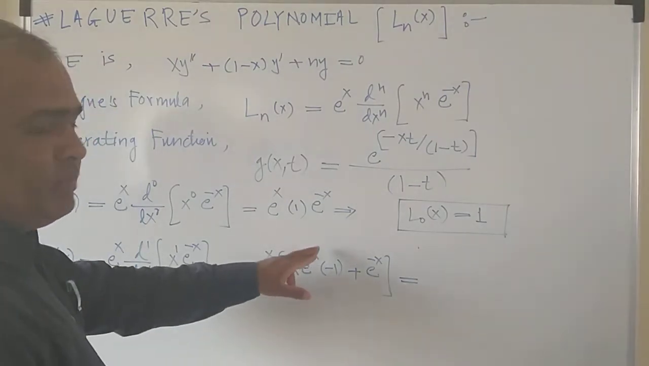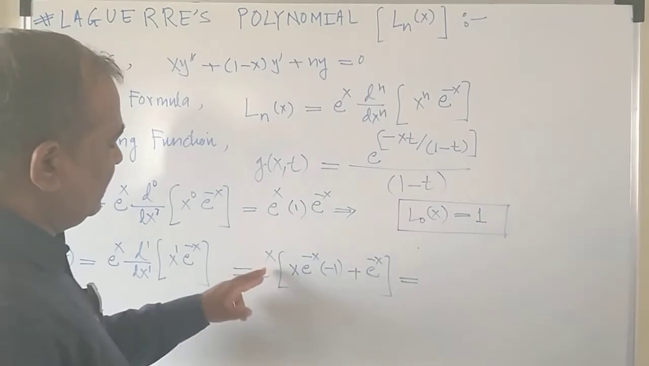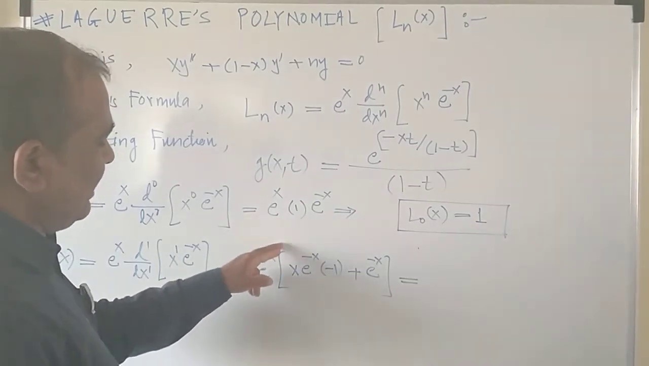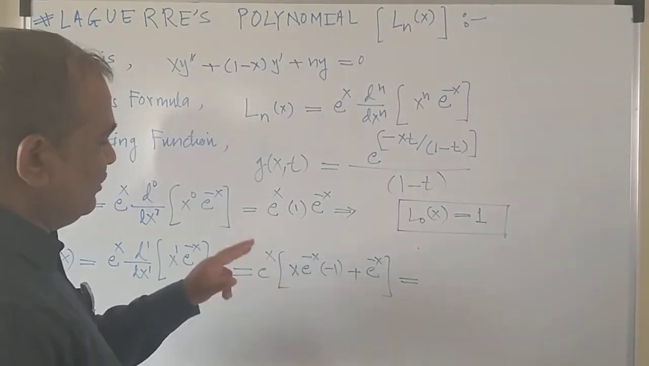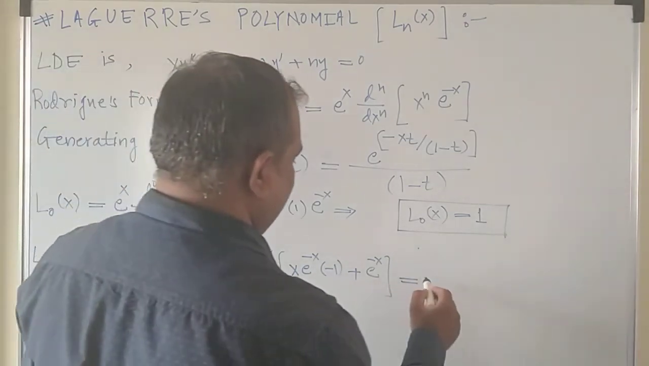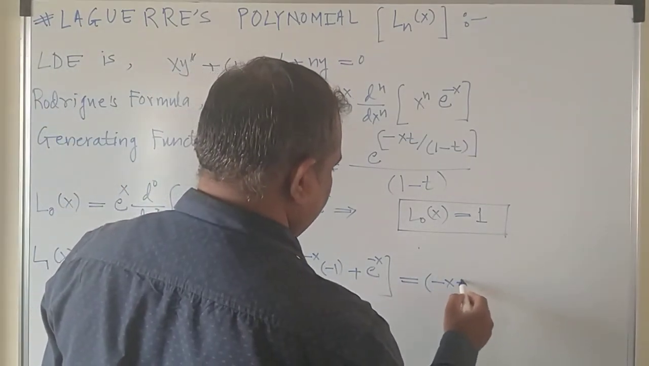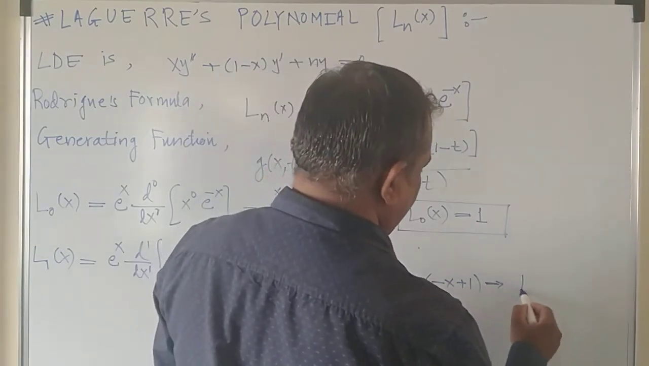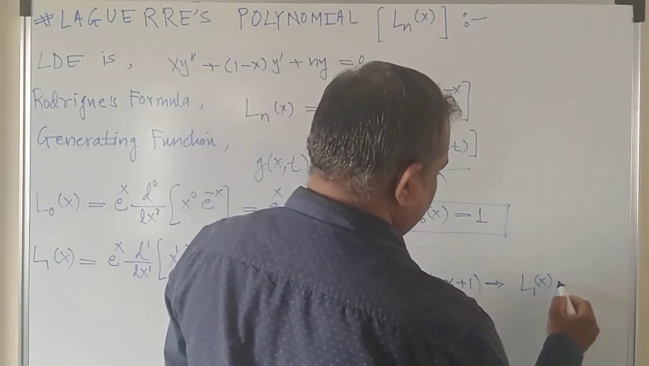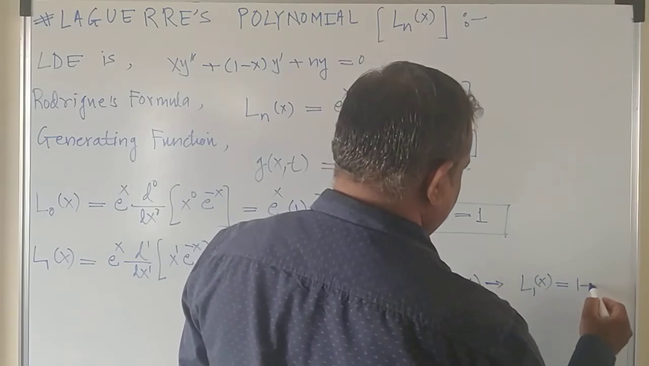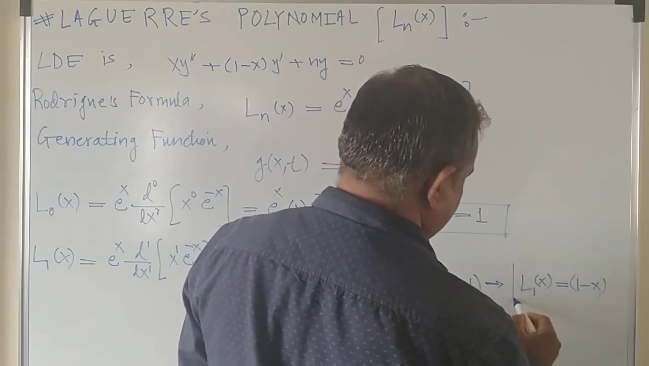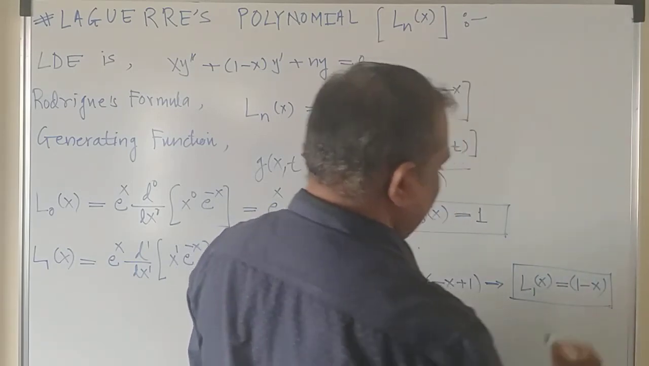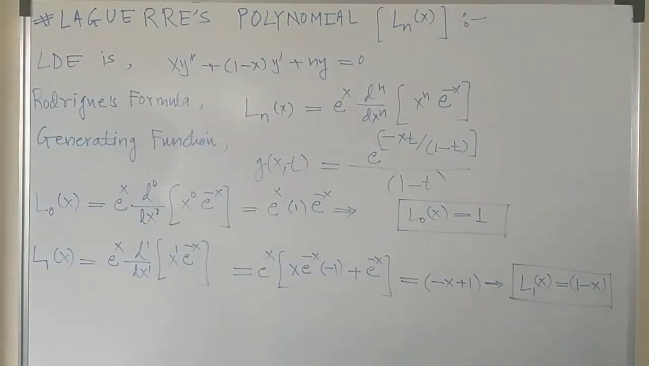If e raised to minus x is taken out common, you will get e raised to x into e raised to minus 1, that means e raised to 0, that is 1, and inside you will be left with minus x plus 1, right? This implies that the value of the first Laguerre polynomial L1 of x is equal to 1 minus x. So you got the second Laguerre polynomial L1 of x also.